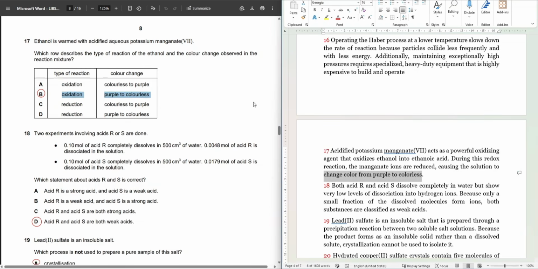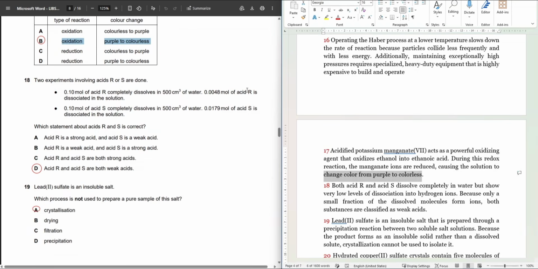All right, now let's move on to our next question, question number 18. It says two experiments involving acids R and S are done. First, we have been given that 0.10 mole of acid R completely dissolves in 500 centimeter cube of water. Then 0.0048 mole of acid R is dissociated in the solution. Next, 0.10 mole of acid S completely dissolves in 500 centimeter cube of water, where 0.0179 mole of acid S is dissociated in the solution.